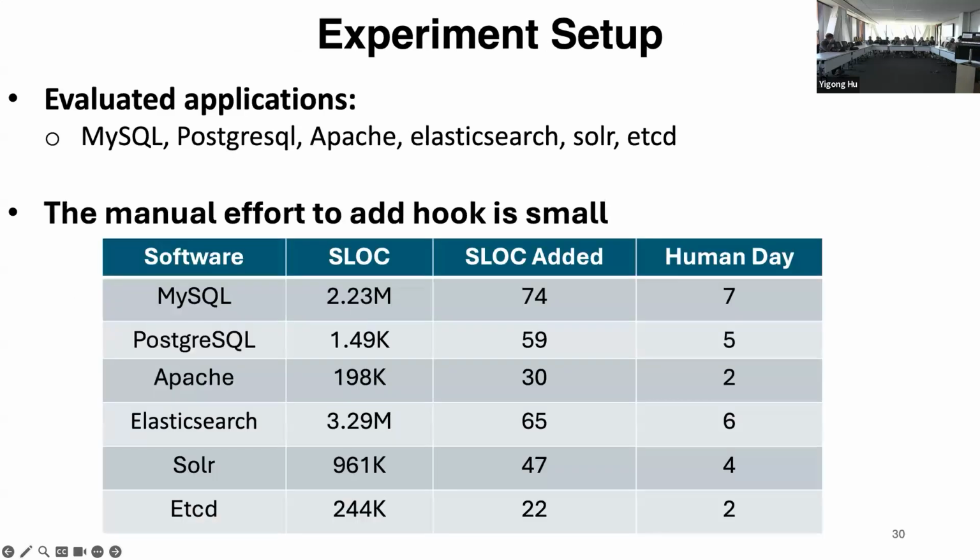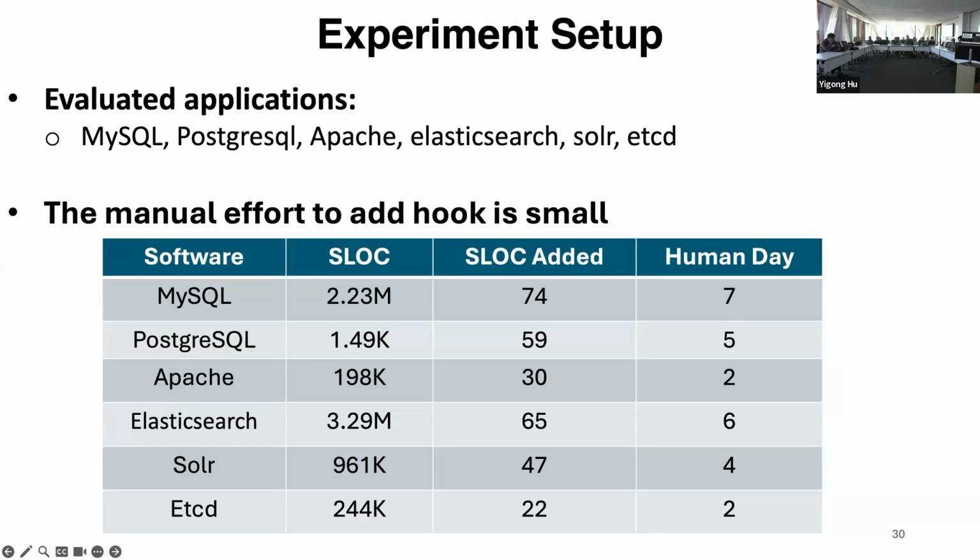So we integrate Atropos into 6 applications, and 3 of them are in C, 2 of them are in Java, and 1 is in Go. And for all these applications, the manual effort is small. We need to add at most 74 lines of code in order to annotate the internal application resource usage.